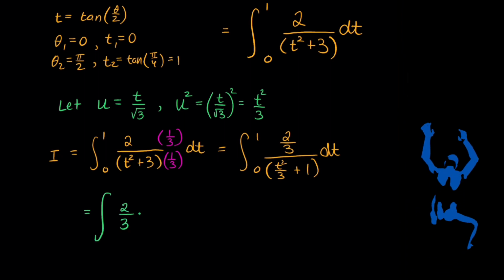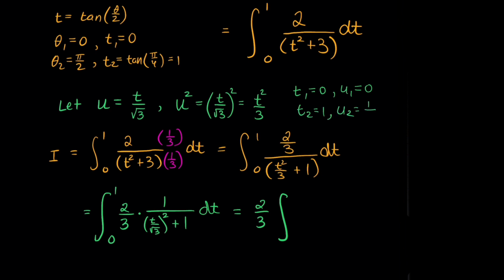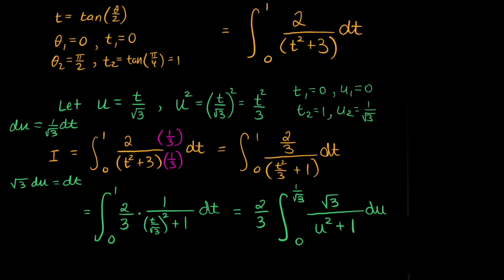Making the substitution into our integral, we get the integral of 2/3 multiplied by 1 over the quantity t over radical 3 squared plus 1, from 0 to 1. And with the u substitution, we can also change the limits of integration here from 0 to 1 to 0 to 1 over rad 3. Pulling that 2/3 constant out, we're going to simplify our integrand here. And the differential we'll need here is found by differentiating the equation for u with respect to t. We get radical 3 du equals dt.